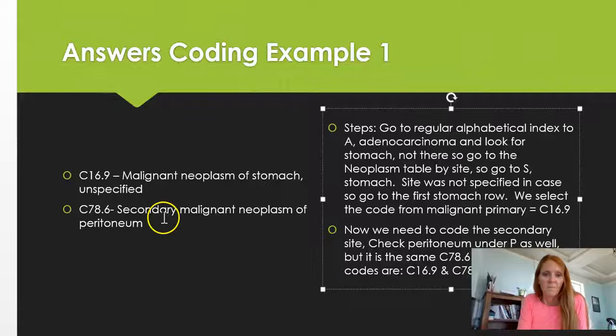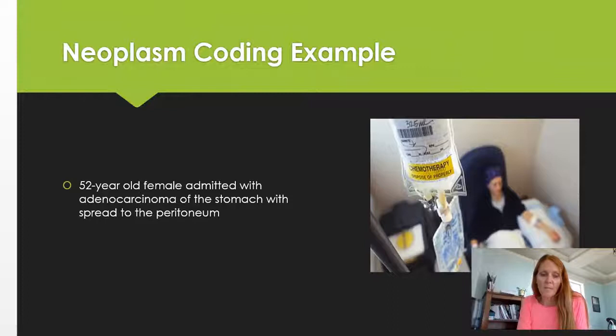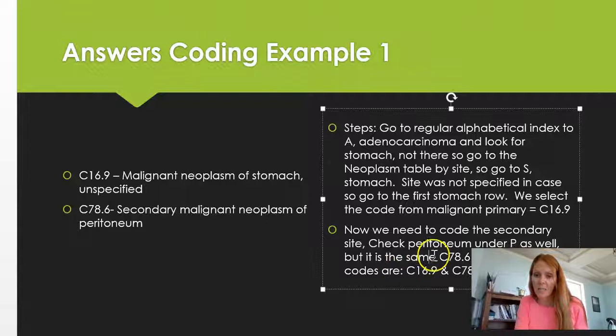And then under stomach, you want to go to the column for primary because that's the primary site. And you should see C16.9. And then for the secondary site, it said adenocarcinoma of the stomach with spread to the peritoneum. So then we go to P in the neoplasm table for peritoneum. And you should see C78.6 under the secondary neoplasm site. Make sure you're in the secondary column because it metastasized there from the stomach. So our two codes would be C16.9 and C78.6.